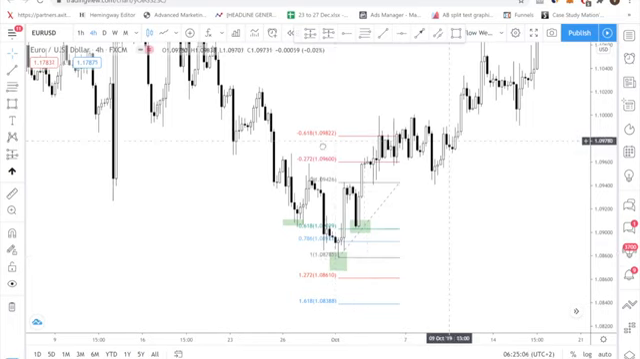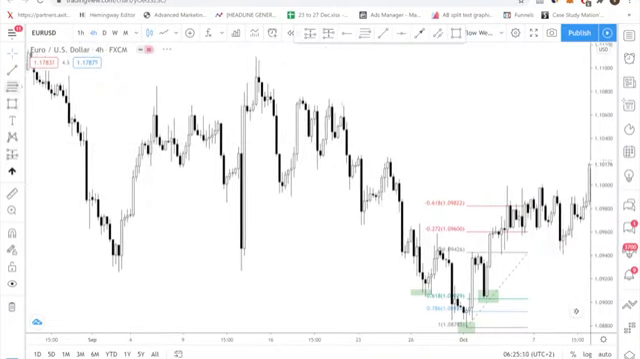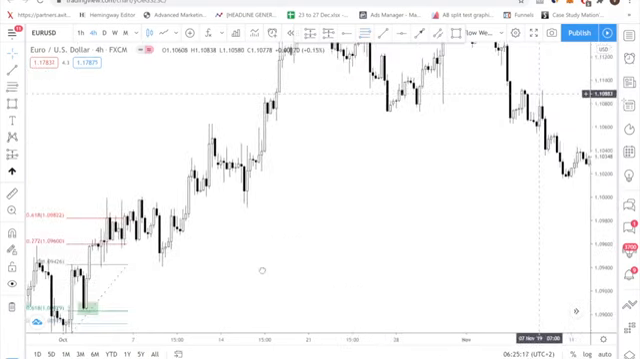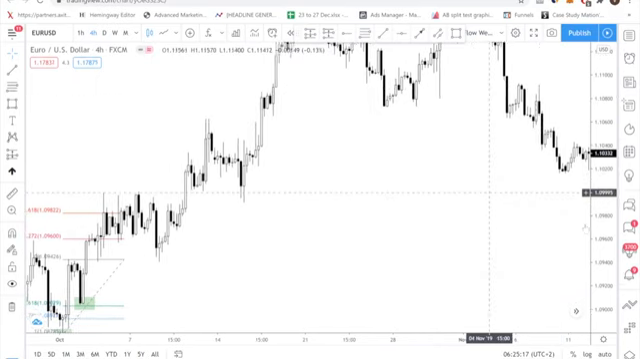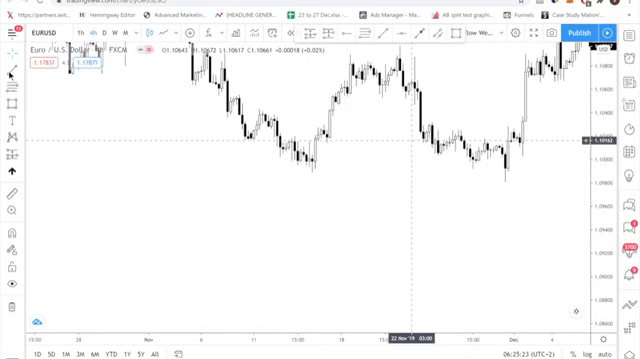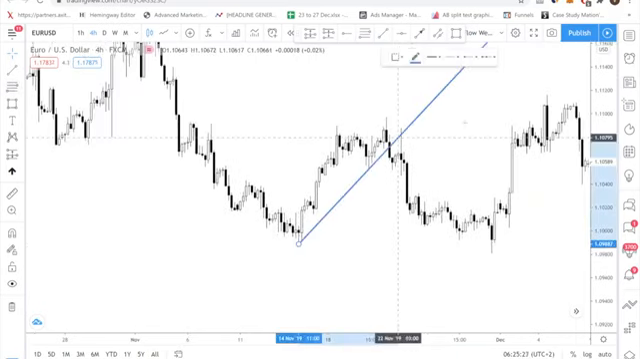Let me just show you another example, and then I'll tie up this video. Let me see if I can get back. So in this example that I showed you just now, I want to show you how to enter the trade. How do you place your stop loss and your entry?